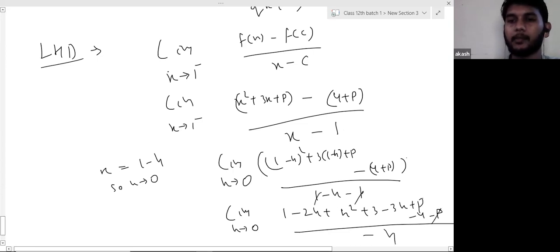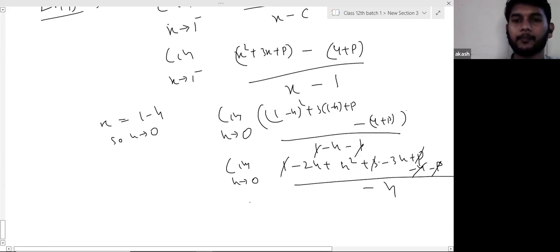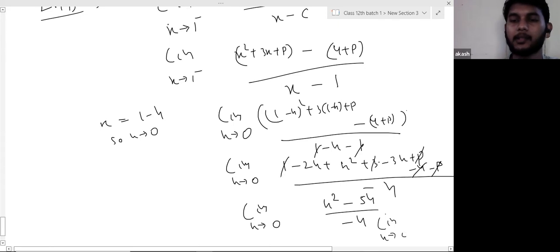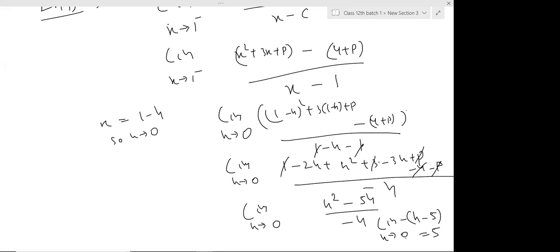So let's see what is cancelled. Minus p plus p. 3 plus 1 minus 4. So whatever remains is limit h tending to 0, h square minus 5h upon minus h. So taking h common and cancelling out, we have limit h tending to 0, (h minus 5) upon minus 1. So put h equals 0, the answer is 5. All right, Krishna, this is clear? Yes, sir. So LHD we have 5.